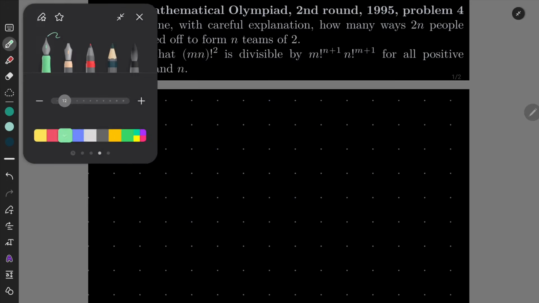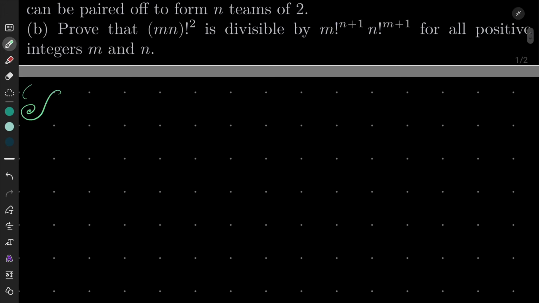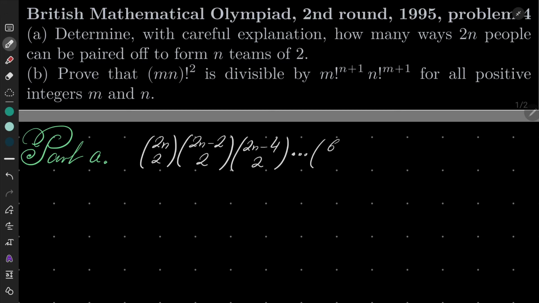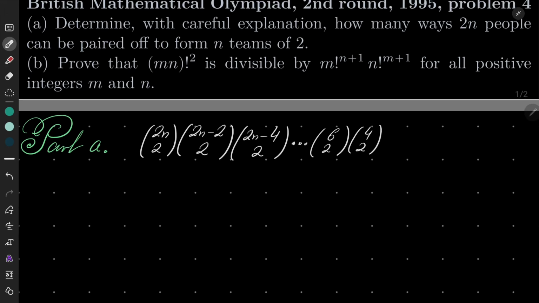Okay, so let's start with part A. How many ways can we form n teams of 2? For the first team, we have 2n people and we need to choose 2 people for our first team. For the second team, we have 2n minus 2 people left, because 2 have already been chosen, and we choose another 2. Then we have 2n minus 4 choose 2, and so on. You probably see the pattern. 6 choose 2. For the penultimate team, we have 4 people left, and we need to choose 2 people. And for the last team, we have to choose 2 people out of 2.